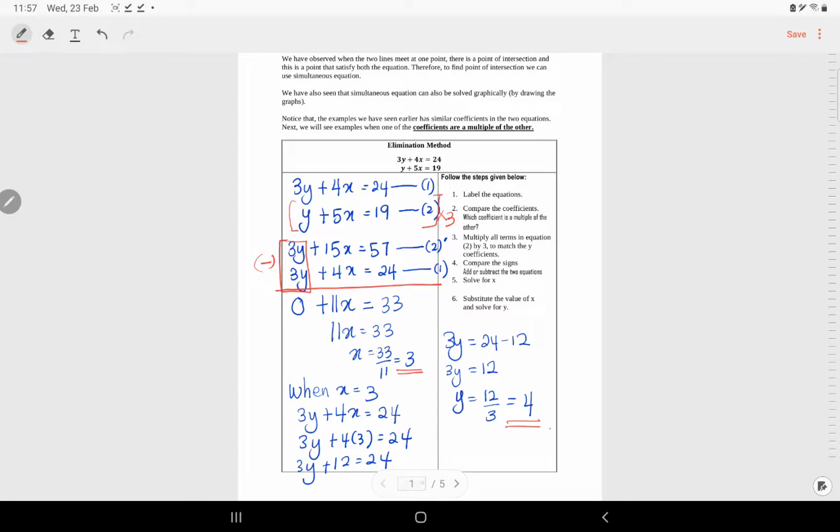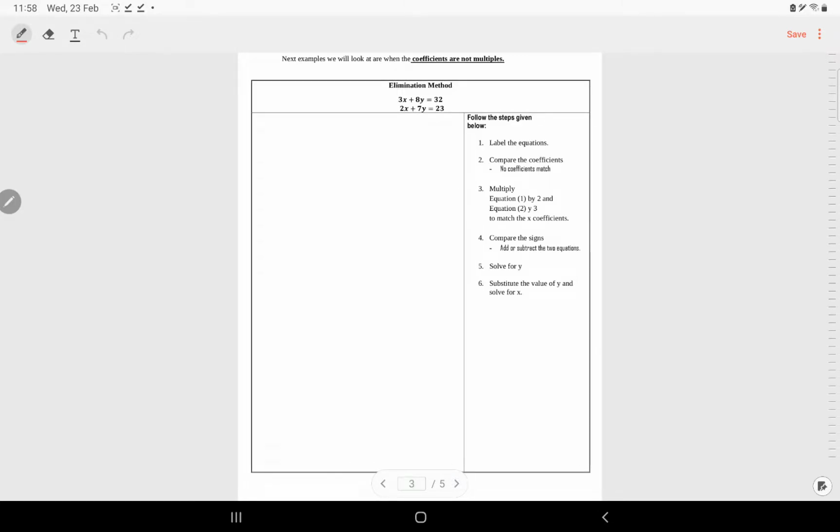Okay, so we're going to look at another example. What happens when you have coefficients that are not multiples? If you look at my coefficient for the x term, 3x and 2x, they're not a multiple of each other. 8y and 7y here, they're not a multiple of each other. But same concept, we will try to make the terms have the same coefficient so as to eliminate one term.